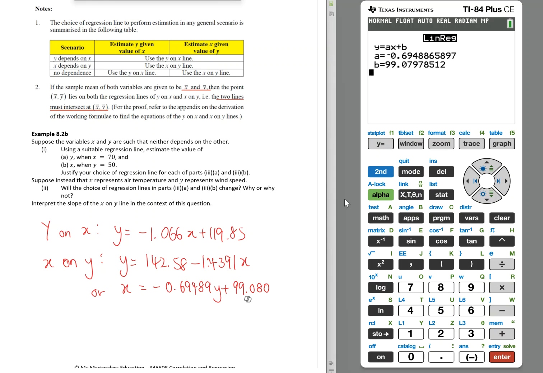Told to estimate values, which are the lines that we use? This is a very important part of the question. You have to know how to answer. Okay, so I put it in the table here for you.